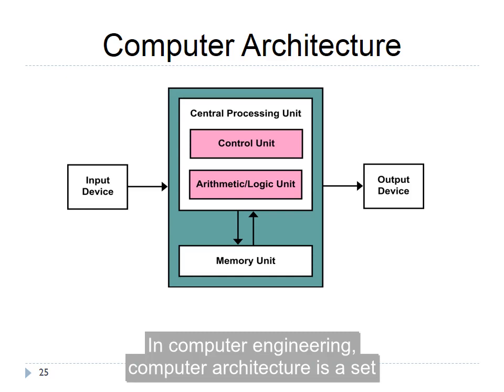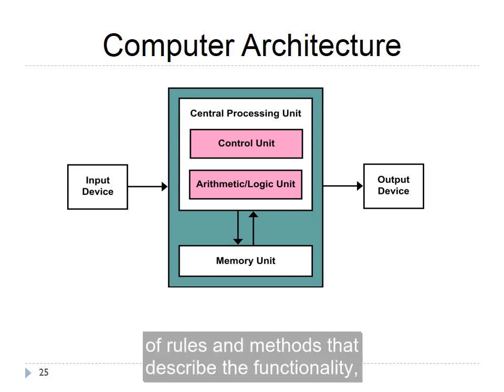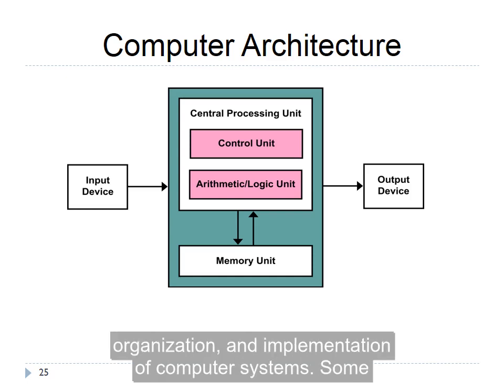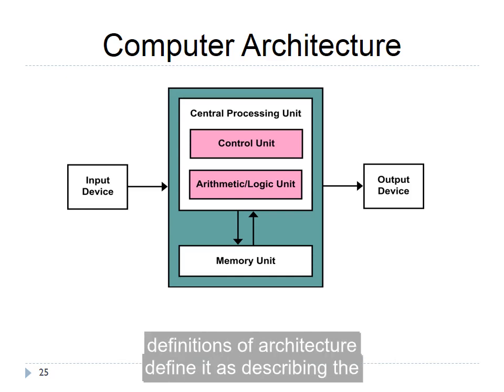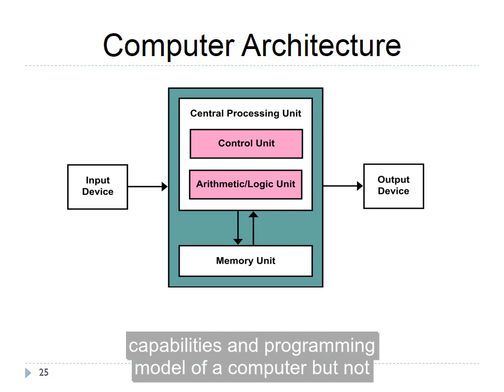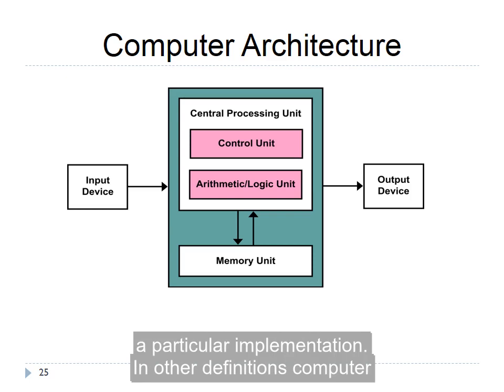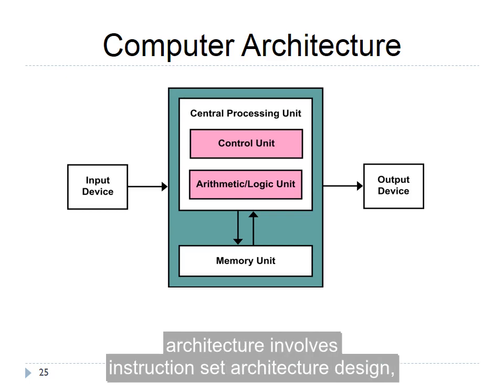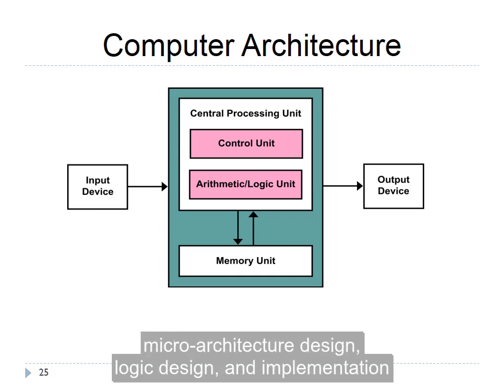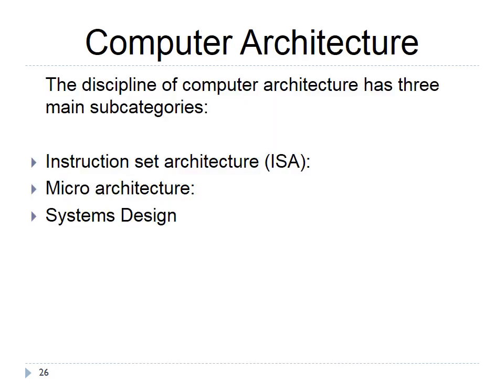In computer engineering, computer architecture is a set of rules and methods that describe the functionality, organization, and implementation of computer systems. Some definitions of architecture define it as describing the capabilities and programming models of a computer, but not a particular implementation. In other definitions, computer architecture involves instruction set architecture design, microarchitecture design, logic design, and implementation.